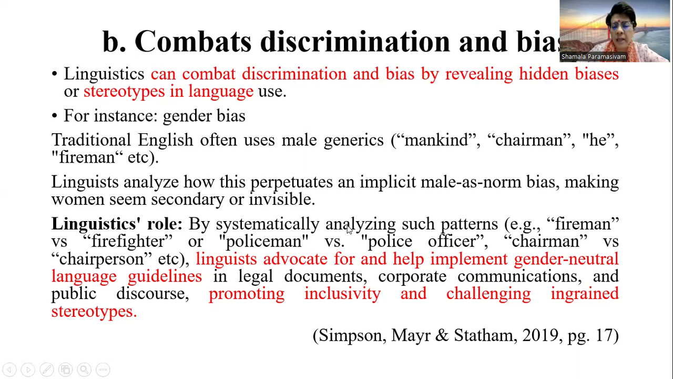Linguistics' role is that by systematically analyzing such patterns, linguists can advocate for and help implement gender-neutral language guidelines in legal documents, corporate communications, and public discourse to promote inclusivity and challenge ingrained male stereotypes. Okay, we can challenge it. Instead of saying fireman, say firefighter. Instead of saying policeman, say police officer. Chairperson instead of chairman. So this is how linguists can promote social justice by combating gender bias, where women are as included as men.